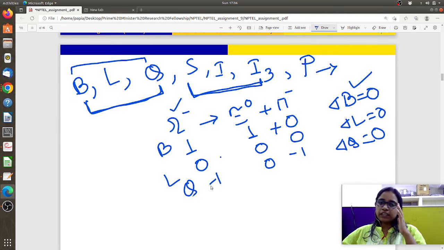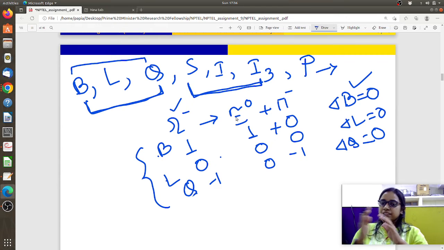So it suggests that B, L and Q are all conjugate in this reaction. That means this reaction is allowed. Now I can tell what type of reaction it is, like what is the nature of this reaction. To do that we have to calculate S, I, I3.